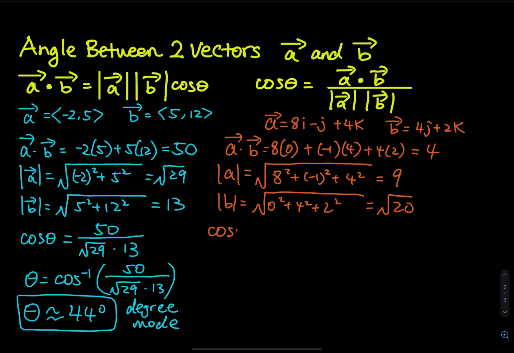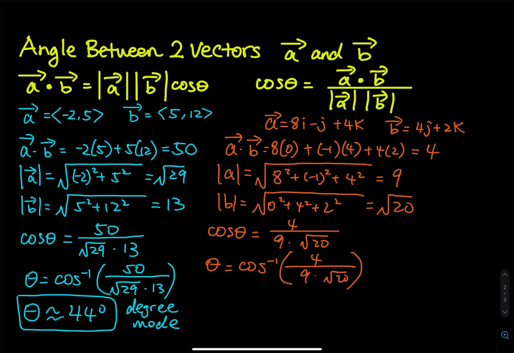And then cosine of theta is equal to the dot product divided by the product of the magnitudes, 9 times square root of 20, and then you solve for theta. So theta is equal to inverse cosine of 4 divided by 9 times square root of 20. This one you will be using degree mode. So this is approximately equal to 84 degrees between these two vectors. Let's box the final answer.